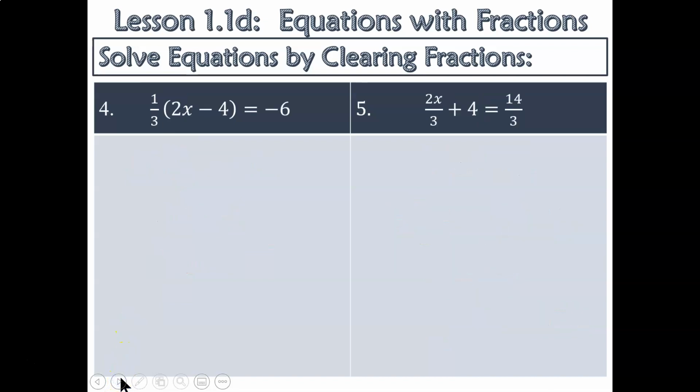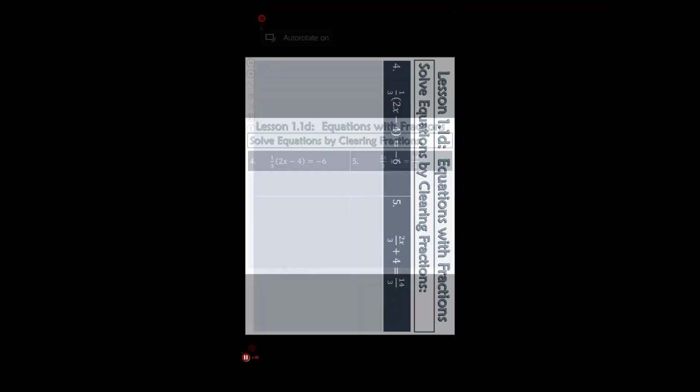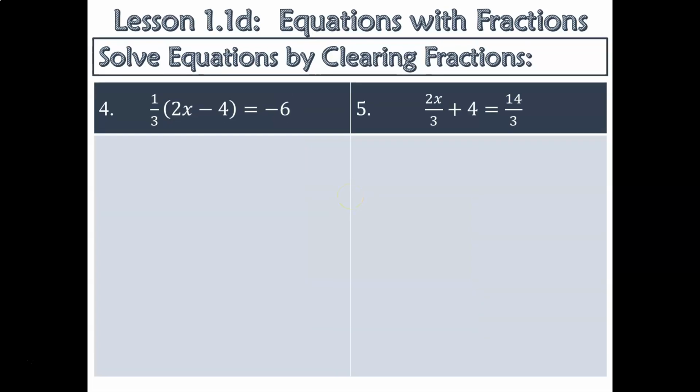So this time we have 1/3 times the quantity 2x minus 4 equals negative 6. Let me rotate that back around. So I'm going to go ahead and distribute. Let me rewrite this. I'm going to multiply that 1/3 times everything inside. So when I multiply 1/3 times 2x, I have 2x over 3. And then when I multiply 1/3 times negative 4, I have negative 4/3.